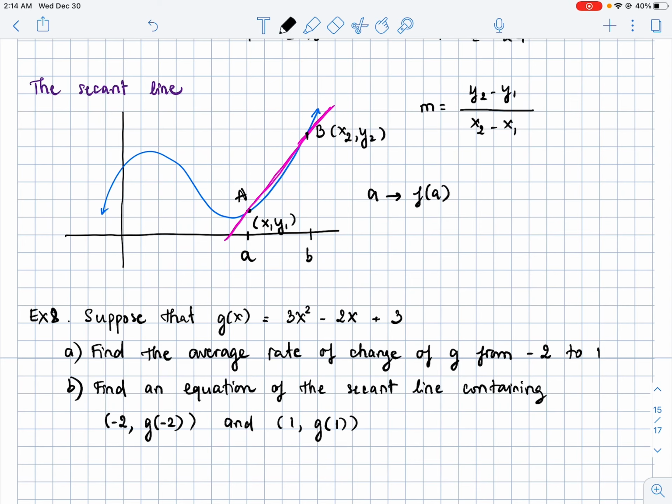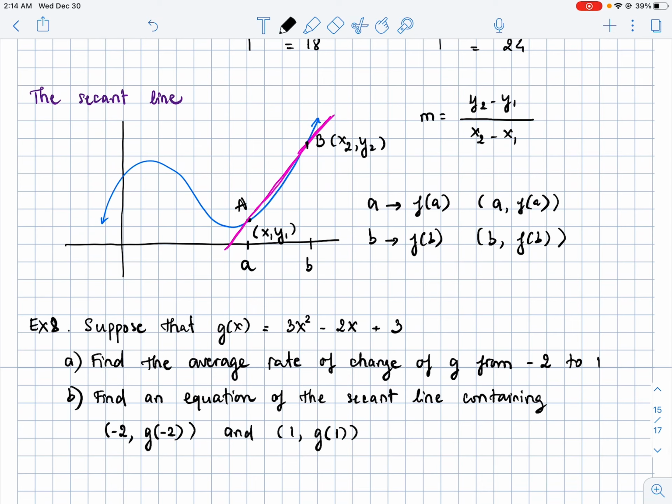So if I plug in the input A into the function, I will get f of A. Then we have the point A, comma, f of A. And if we input the B into the function, we will get B, comma, f of B. So instead of using the y1, y2, x1, x2 notation, I am going to change it. So A represents x1, B represents x2, and y2 is f of B. y1 is f of A.